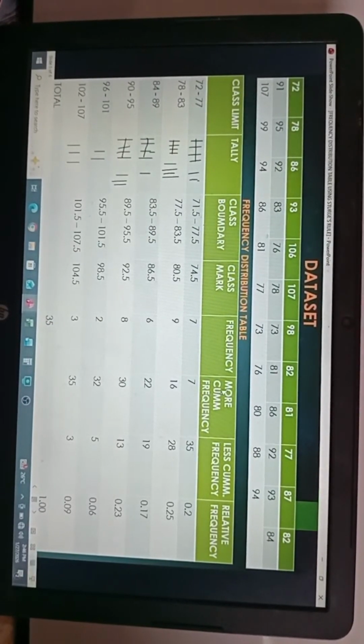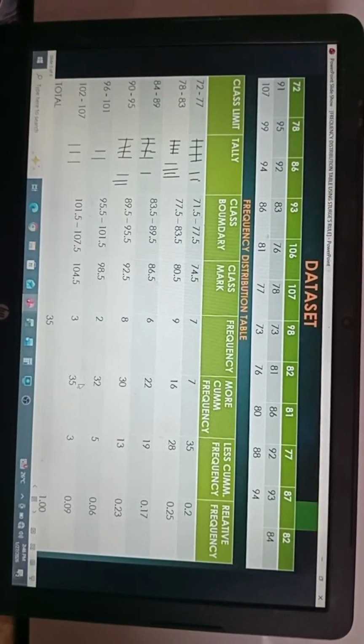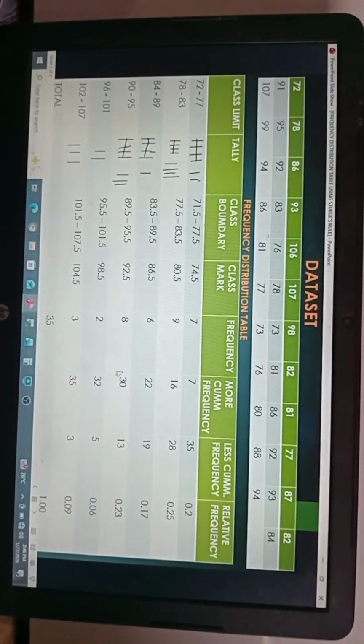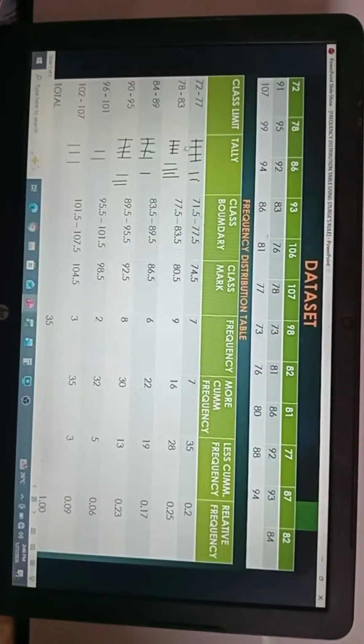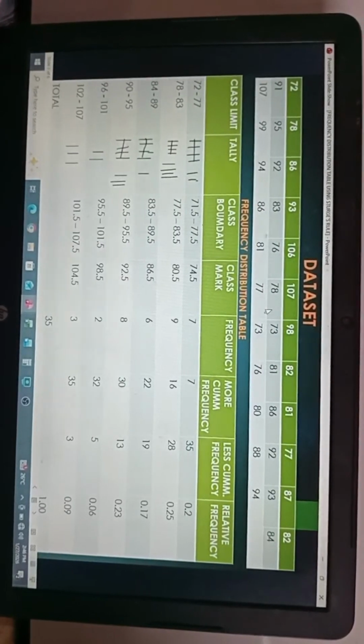And again, the more than cumulative frequency you add from the top to the bottom, the less than cumulative frequency you add from the bottom to the top. Then, in order for us to get our frequency, you are going to tally the numbers from the main data set.